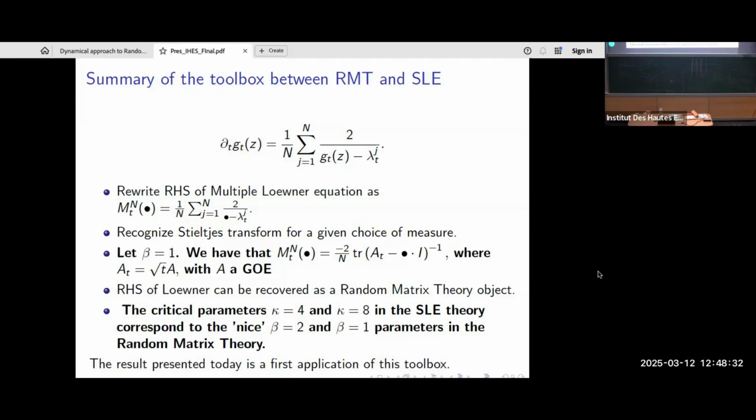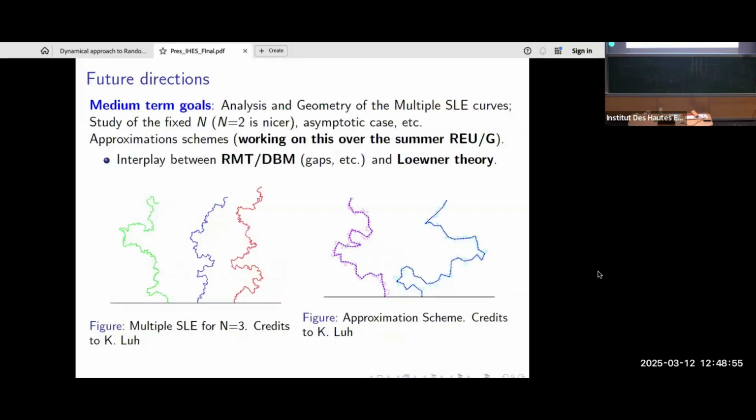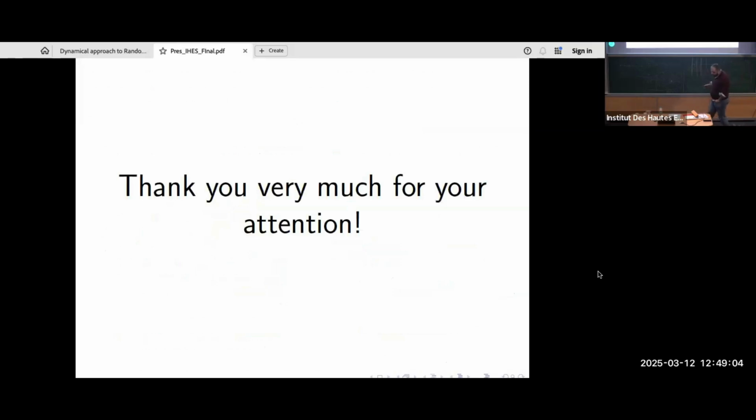And basically, the main idea why I think it's a good idea to push in these directions is that the critical parameters, kappa 4 and 8, correspond to the nice beta 1 and 2, the GOE, GUE parameters in the random matrix literature. There is a lot of literature on those, also more general beta literature and so on. So there is a lot to be done. Also in the future, I had here some thoughts on what one can try, but I think I should stop now and wait for your questions. So thank you very much for your attention.